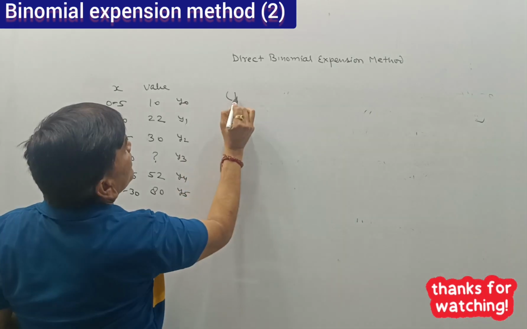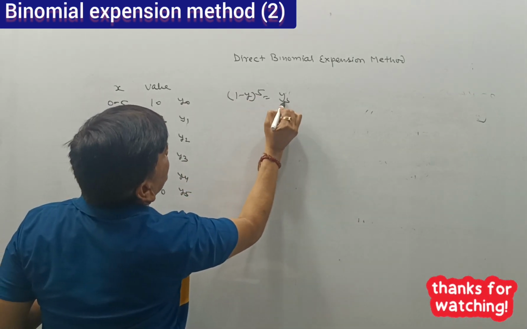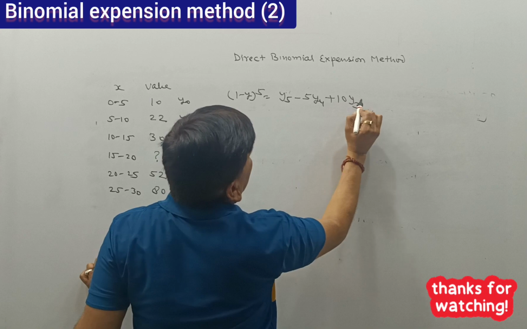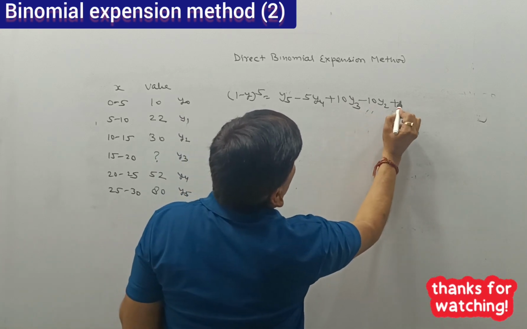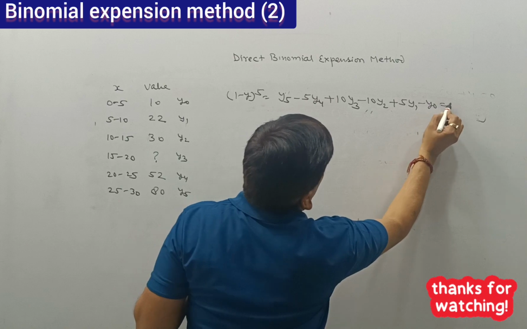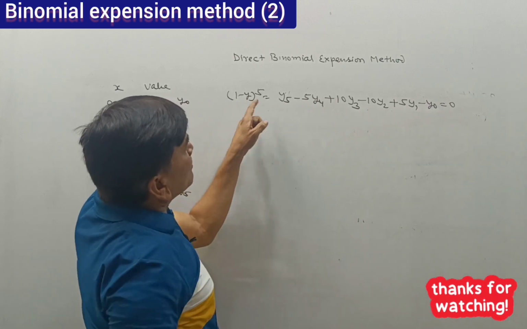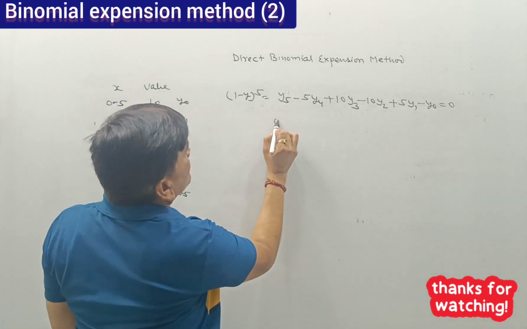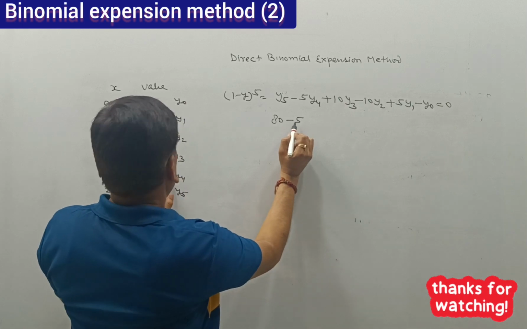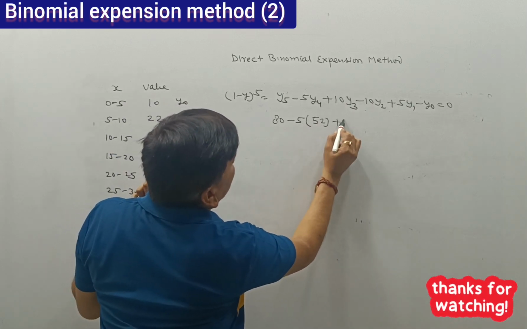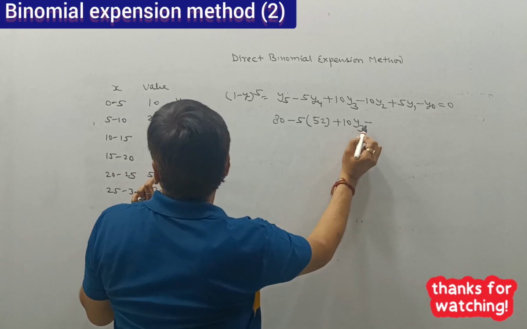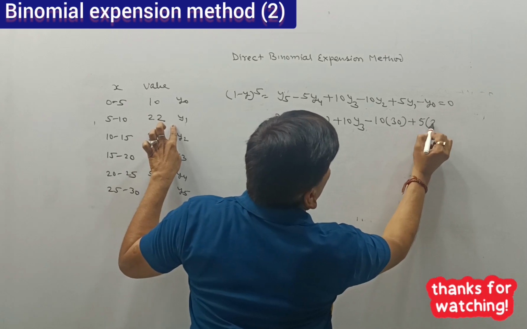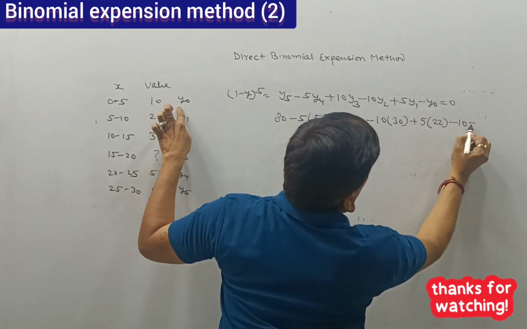The formula is (1 minus y)^5, that is y5 minus 5y4 plus 10y3 minus 10y2 plus 5y1 minus y0 is equal to 0. The signs go plus, minus, plus, minus, plus, minus. Putting in the values: 80 minus 5 multiplied by 52 plus 10y3, which we are to calculate, minus 10 multiplied by 30 plus 5 multiplied by 22 minus 10 is equal to 0.